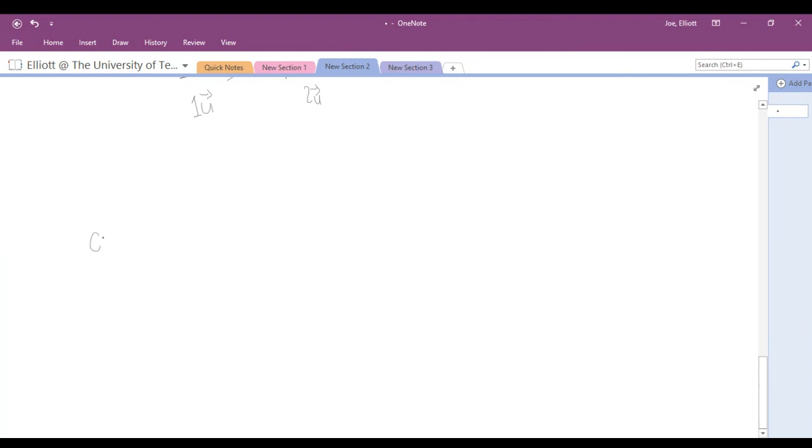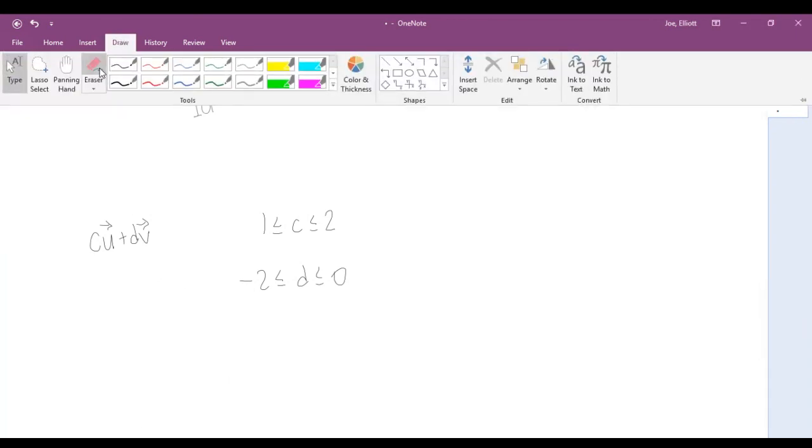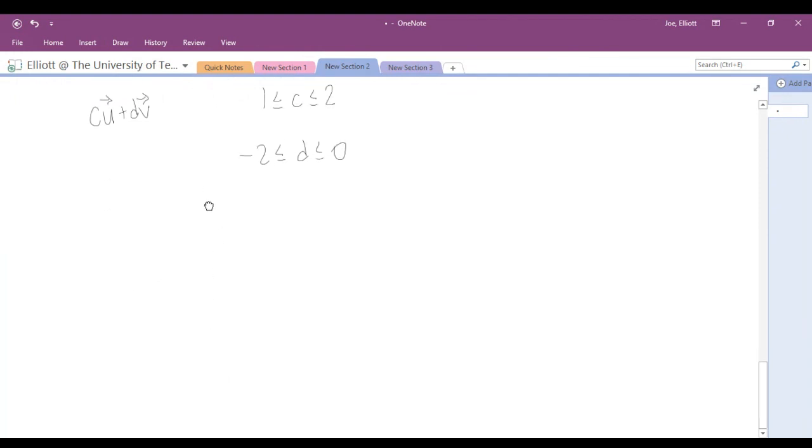So let's just take a look real quick at cu plus dv. But this time, let's keep c between 1 and 2, and let's maybe put d between -2 and 0. All right, great. So I'll also draw a quick picture of this one.